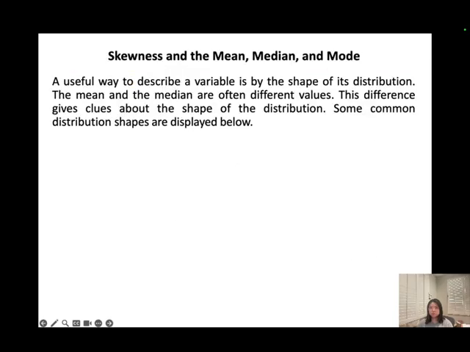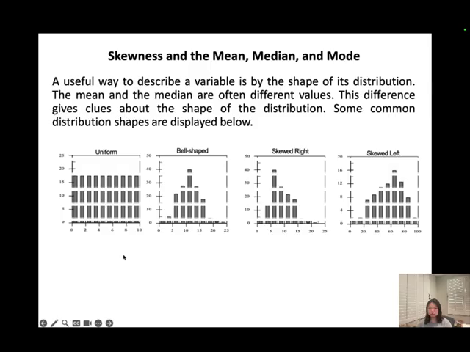Skewness and the mean, median, and mode. We have 4 types of distributions. We have to remember that. We have the uniform distribution, and the normal distribution, which we call bell shape. And then skew to the right. Skew to the right means the right tail is longer. And then we have skew to the left. Skew to the left means the left tail is longer.